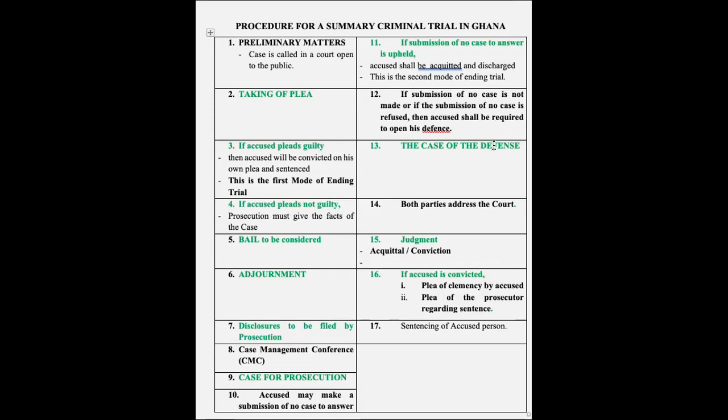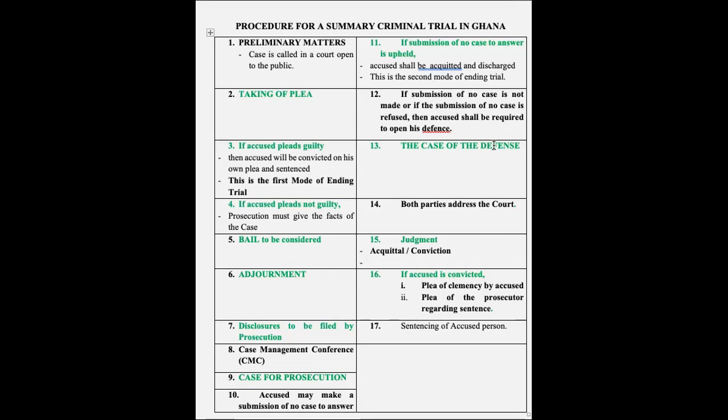Now, after the plea of the accused person is taken, if the accused person pleads guilty, then the plea of guilty shall constitute a conviction, so the accused will have to be convicted on his own plea. The court will say that the accused person is convicted on his own plea, meaning you pleaded guilty yourself and we are convicting you on your own plea. And at this point, the trial will come to an end. This is what in some books we refer to as the first mode of ending trial.